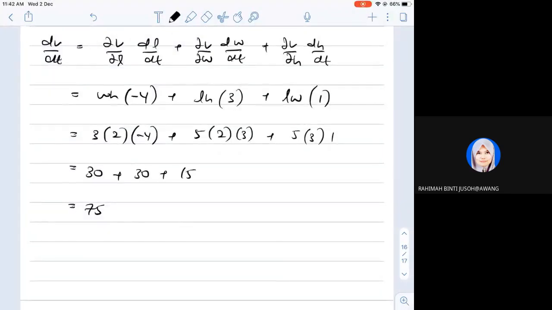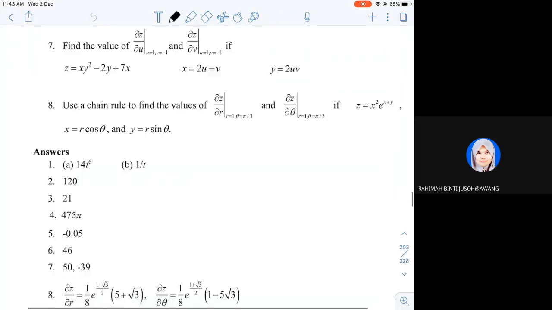So kat sini dia tak ada 30 lah. 3 times 2, 6 times negative 4 is negative 24, isn't it? So you dapat apa ni? 21. Everybody got this? Jawapan dia pun 21 tadi. Oh yes, 21. Okay, good.